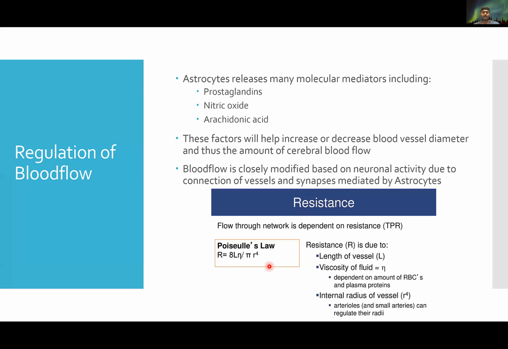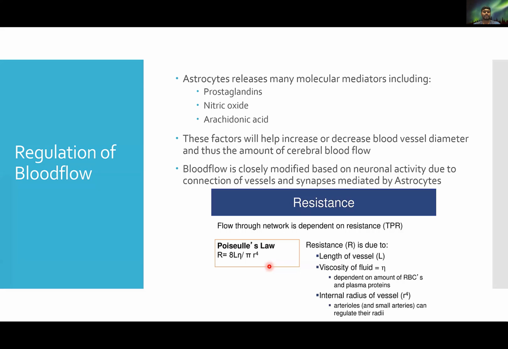We can't really change viscosity, because viscosity of fluids, especially the blood and the plasma, is based on the function of the kidneys. If we want to change that, it would require the astrocytes releasing endocrine factors to the kidneys to either reabsorb water or secrete ions like potassium, sodium, and others, like ammonia and whatnot. But this will take a very long time to do, and this would not be effective in response to synaptic activity.